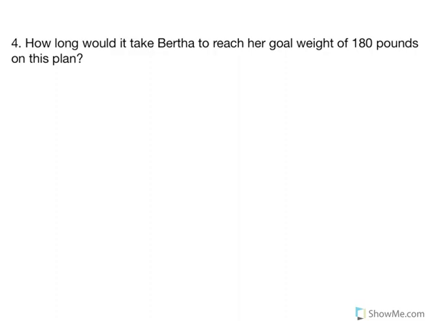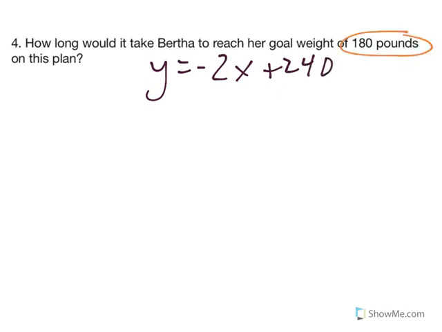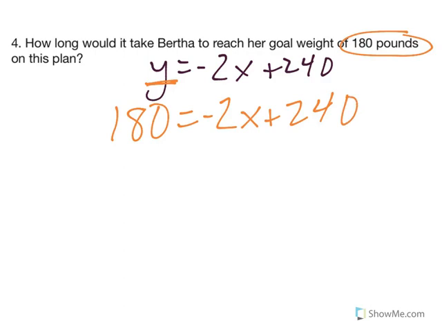Now, in number 4, we're going to go kind of a different way with this. So we know our equation, but now they're asking us, she has a goal weight of 180. Well, remember that y is the ending weight, or her new weight. So we're going to plug in that value there and solve for x. So we're going back to our equation solving.